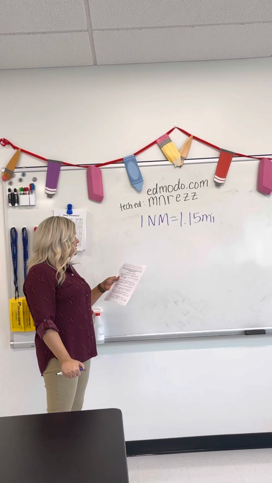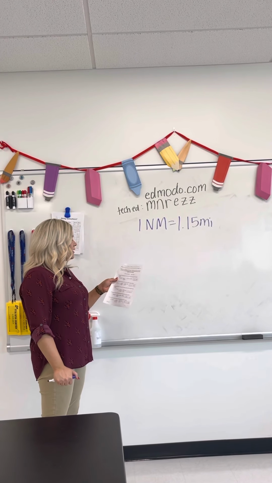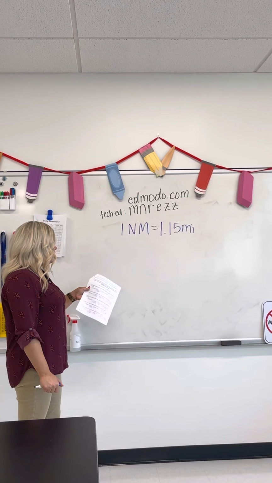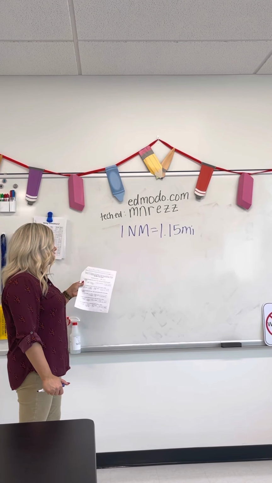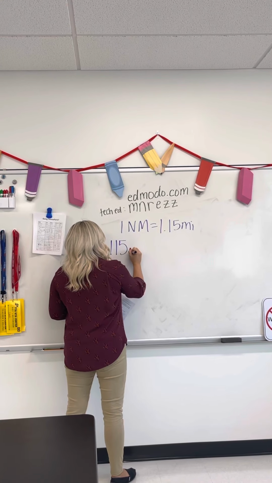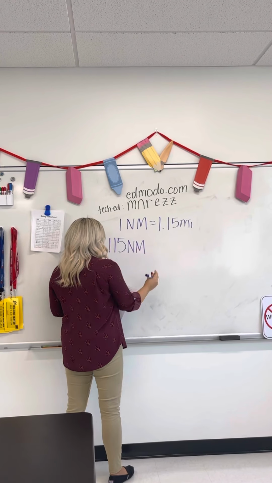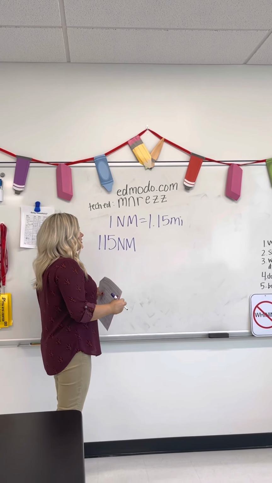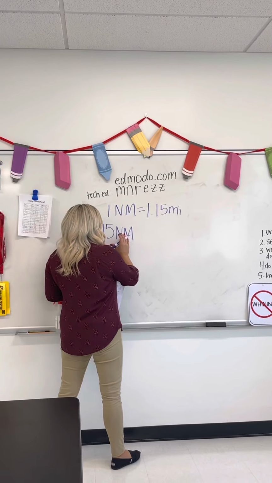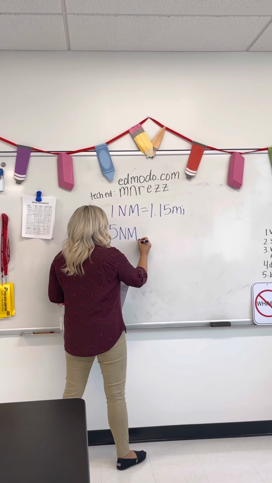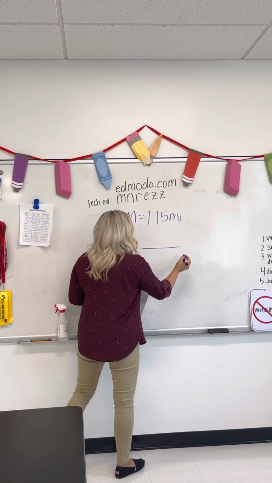So number 1 says, a plane traveled 115 nautical miles. How many miles did the plane travel? So I'm going to start with what I know. I know that it traveled 115 nautical miles. So 115 nautical miles. And I need to convert this to miles. So what I'm going to do is set up a fraction to multiply by this so that I can get rid of the nautical miles and change it into miles. So I'm going to set up a fraction just like this.